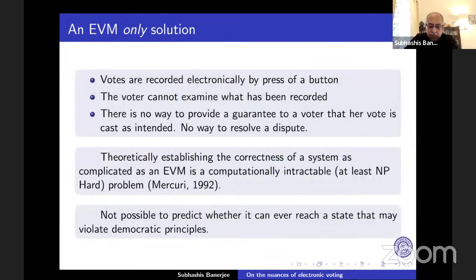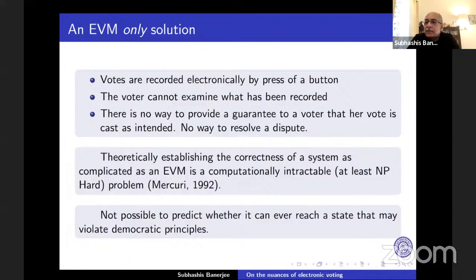Okay, so let's first consider why the US National Academies made such a recommendation. And let's consider an EVM only solution, an EVM being an electronic voting machine, right? So no VVPAT, no voter verified paper audit trail. You go press a button and your vote is recorded, right? Now, of course, a voter cannot see what has been recorded. So you press 2 and you have to trust the machine that it recorded 2 and not 3, right? So this proof is impossible.